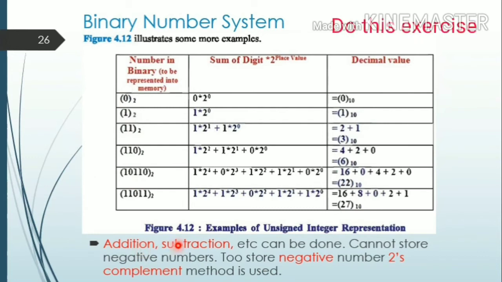Okay, now addition, subtraction, etc. can be done, but we cannot store negative numbers. See, in unsigned integer representation, we only store positive numbers, not negative numbers. So to store negative numbers we use the 2's complement method. We have already learned the 1's complement method and 2's complement method in the 7th standard. So how can it be used in conversion of binary to decimal and decimal to binary?